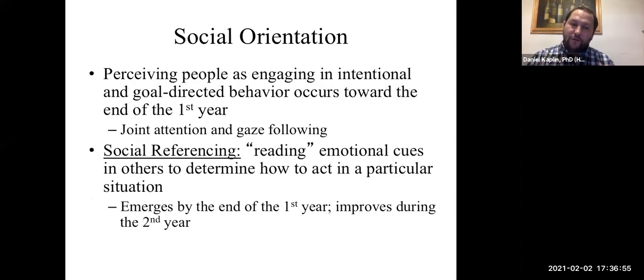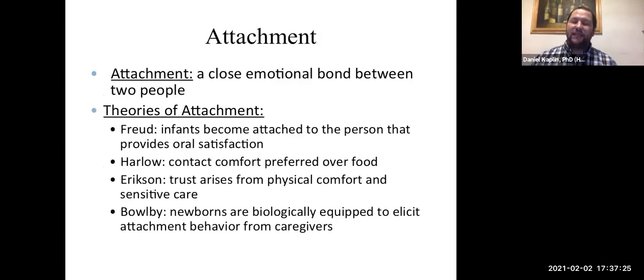Now, social referencing, I already talked to you about that. Social referencing is trying to know how you're supposed to express emotions by looking at other people. That starts to emerge at the end of the first year and improves in the second year. I said to you that when it comes to stranger anxiety, social referencing is helpful. So they look, well, no one else is afraid, maybe I don't need to be afraid. So that's that.